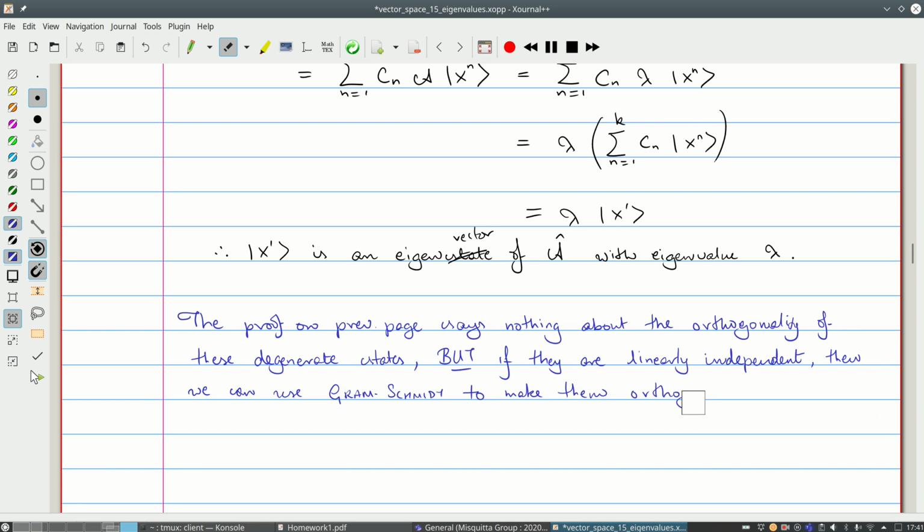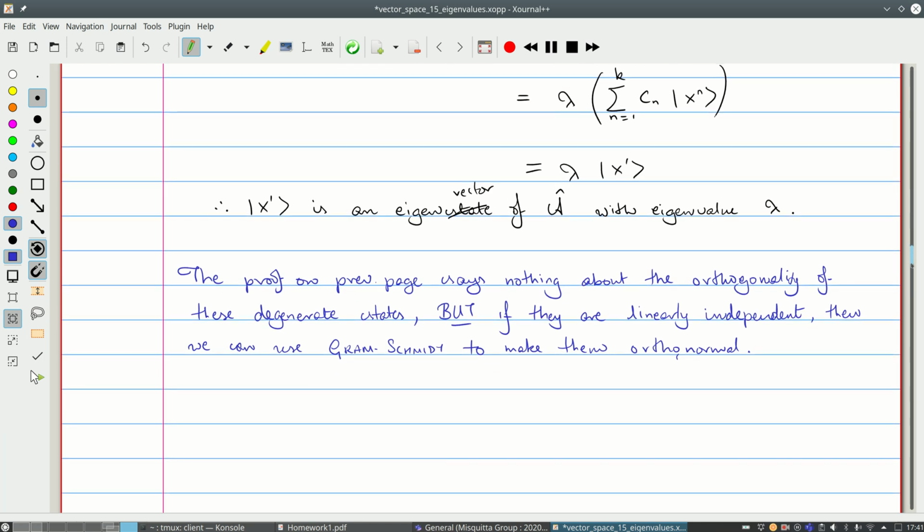In fact, to make them orthonormal. Okay, so this can be done. Now it turns out, and this is the part which I'm not going to prove here, if any of you want to know the proof, I will tell you where you can find it, or try and give you an outline of it. But it turns out that for any Hermitian operator, these degenerate states will always be linearly independent.